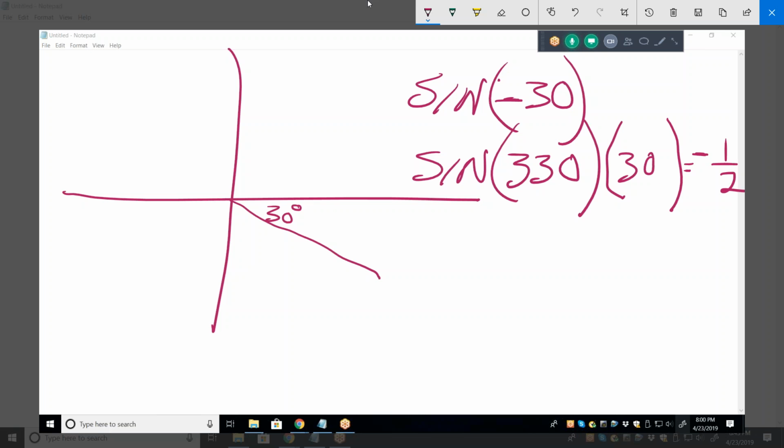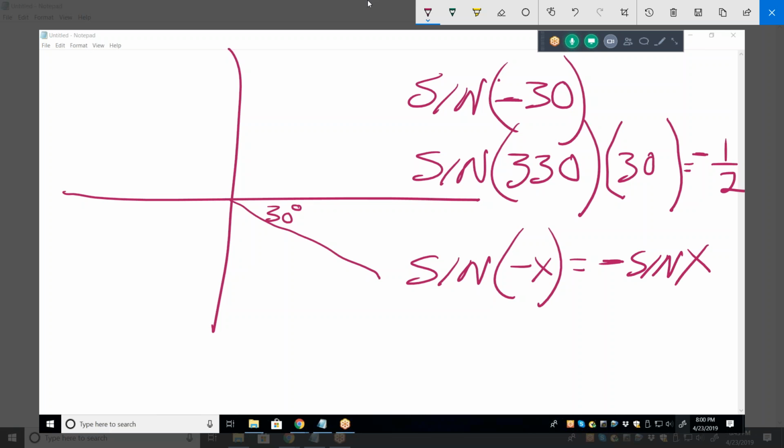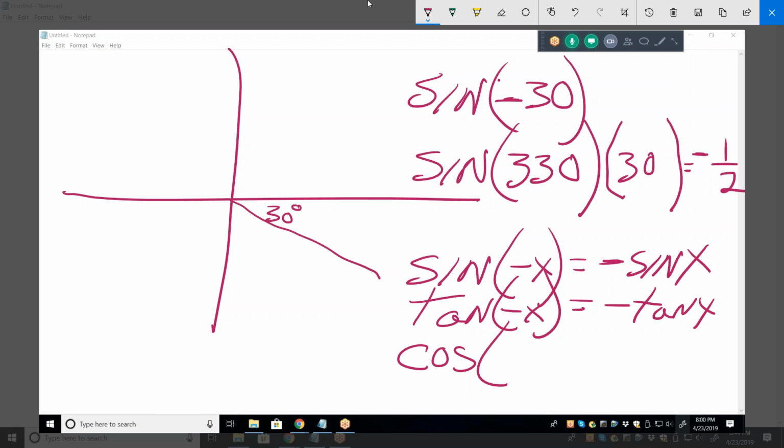The easy way to do it is to realize that the sine of negative x is the same as negative sine of x. Because it's an odd function. It's not even. It's odd. Sine and tangent are both odd. So both of them follow this rule. Cosine is even. Cosine does not follow this rule. Cosine of negative x is the same as the cosine of x.